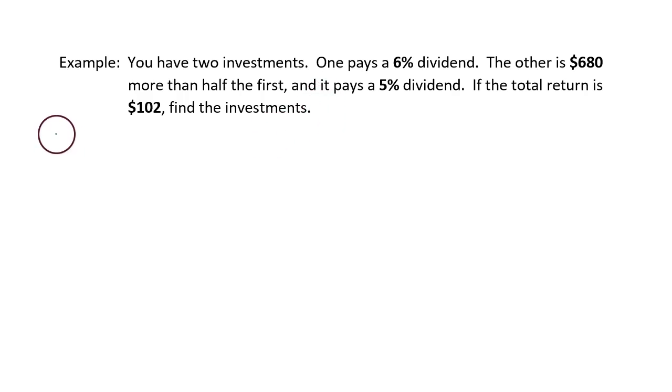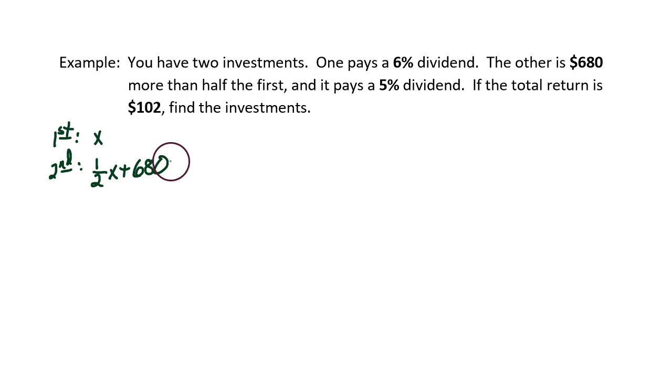First up, let's define variables. For our first investment, we might use the letter X for how much money we've put into that investment. For the second investment, we want to try to represent the amount of money in the second investment also using the letter X so that we don't introduce a second variable to the problem. In the second sentence, we're told that that second investment is $680 more than half the first. So it can be represented as 1/2 x plus 680.